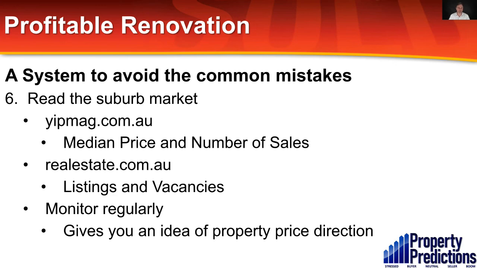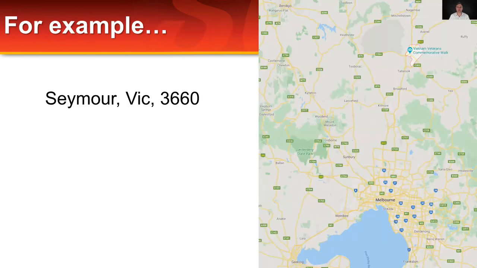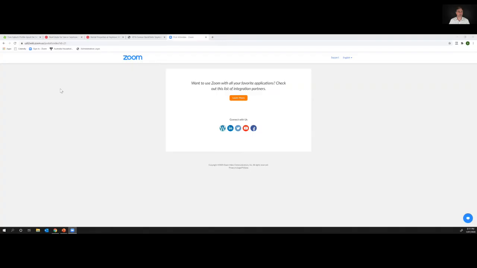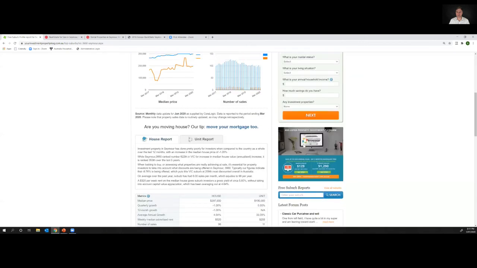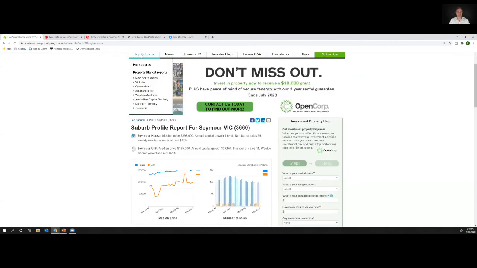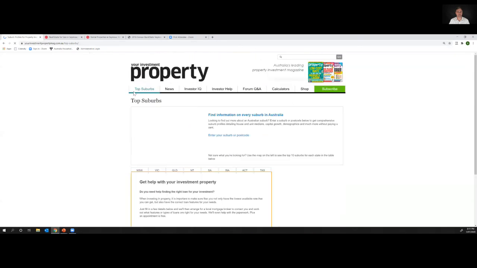Let me give you an example. It's going to take a few seconds. I'm looking at Seymour as an example. Okay. So if I go into YipMag, let's say, move back, go into top suburbs, something like that. So it's Your Investment Property Mag.